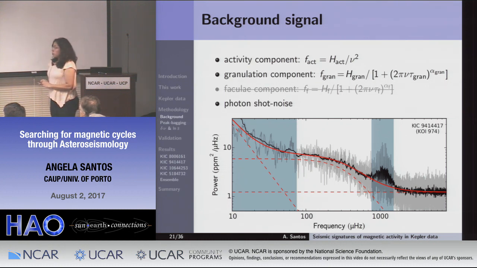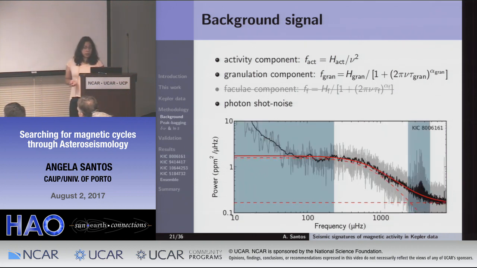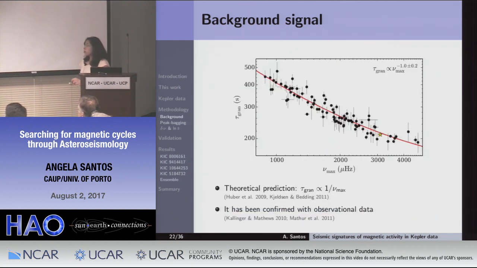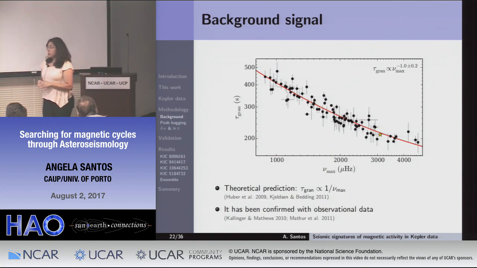This corresponds to the best fit to the power spectrum of this subseries. And just to show another example, here for this star, we also have the model more or less in agreement with the power spectrum. And we did that for every subseries and for every star in our sample.